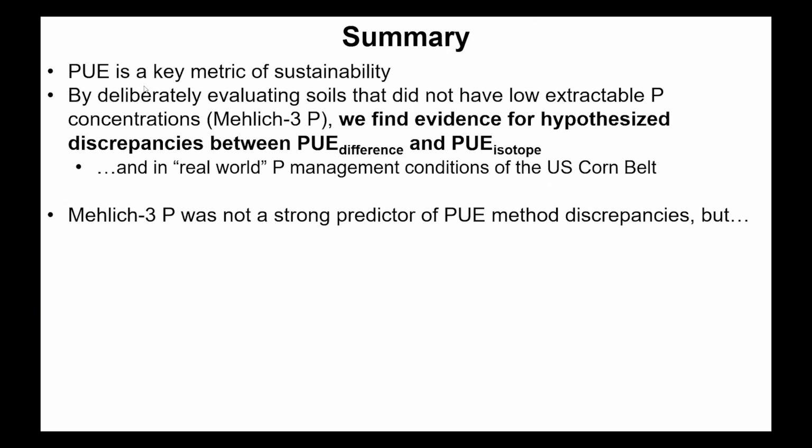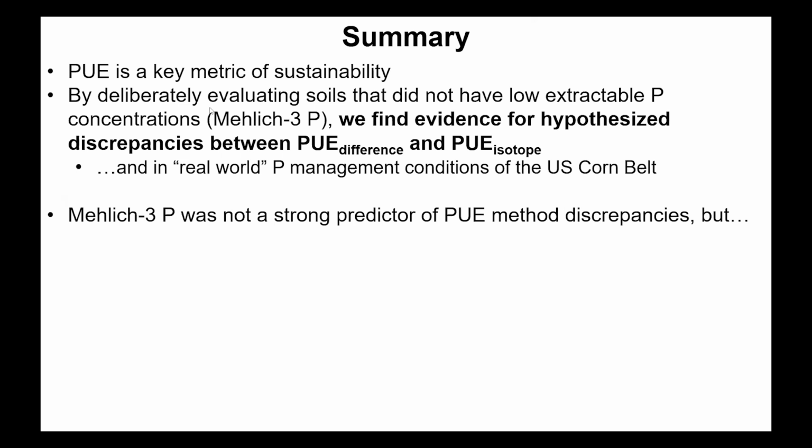PUE is a key metric of how sustainable we are with our phosphorus. We want to have PUE be high for lots of good reasons, from economics of farmers to global finite resources of phosphate rock ore. We on purpose used adequate soil P soils, excuse me. These were testing above the 25 critical threshold of Melich. And we did that on purpose because that's real world.